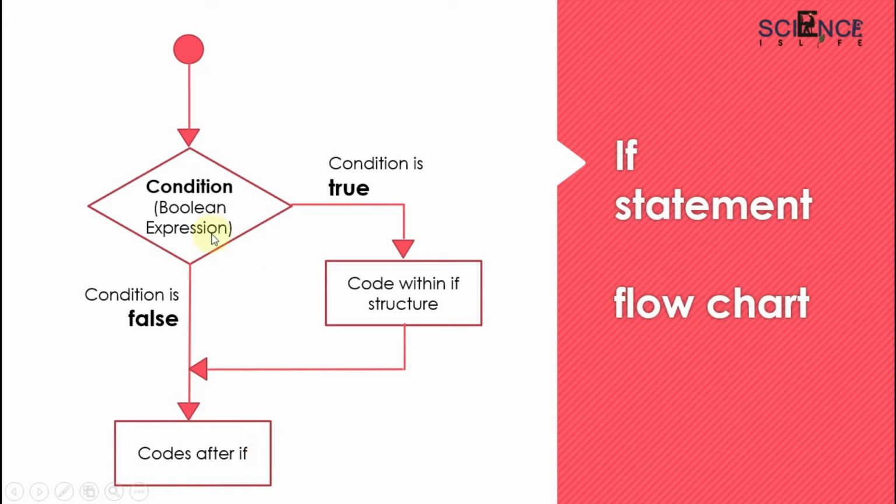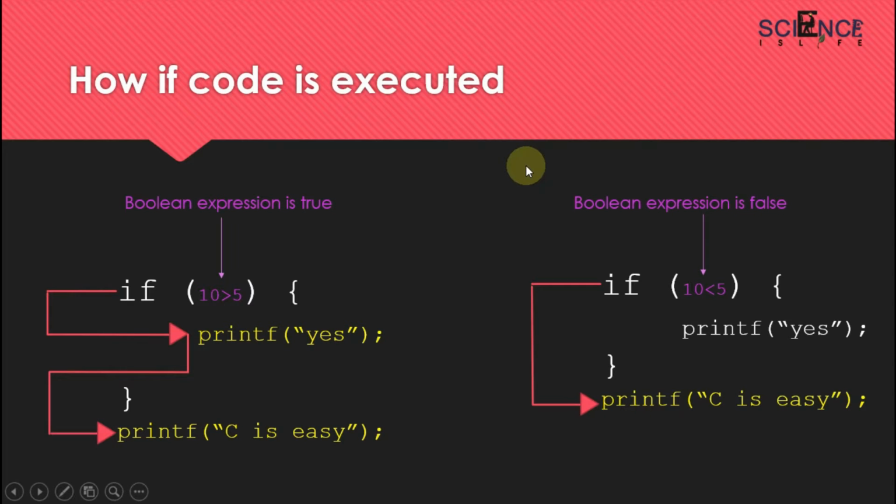And if the condition is false, then we can't jump inside the structure of the if. So we skip the if structure and execute the codes after the if structure, right? Okay, now let's see how the if code is executed in your program, right?